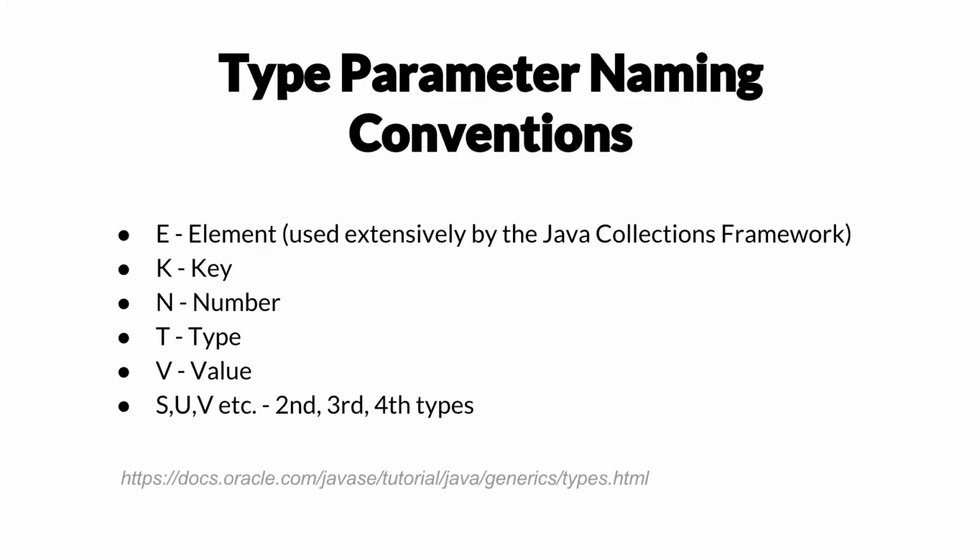If you go to the official Oracle Java documentation, you'll find the type parameter naming conventions for Java. So you should use E when the type parameter is an element, or K when it's a key, and so on. But these are just conventions, and nothing's forcing you to use them, but it is highly recommended.